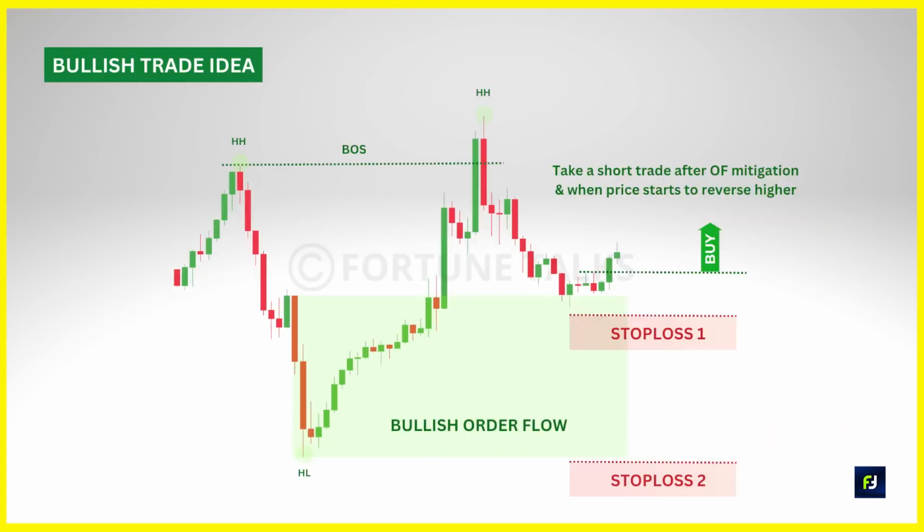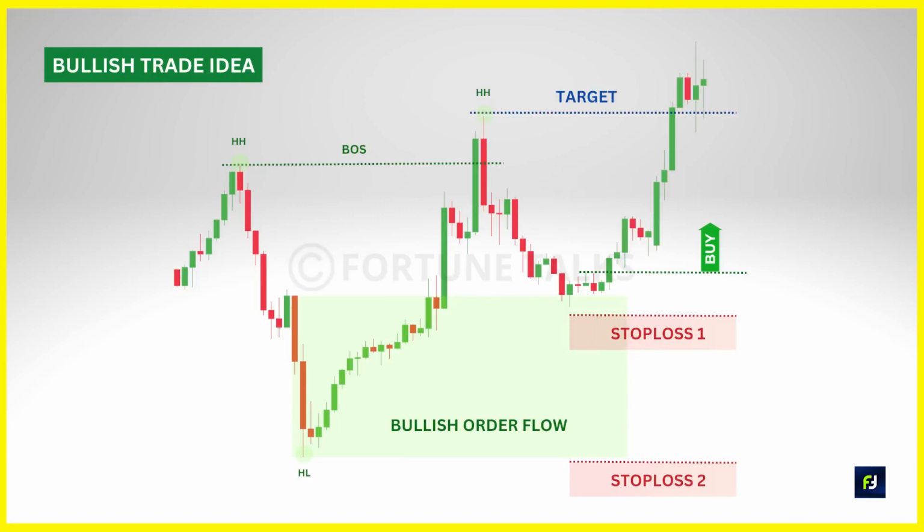If it were the second scenario, we can take a long trade above the bullish order flow while keeping the stop loss below the order flow zone. Our minimum target should be the most recent swing high or the major higher high level.